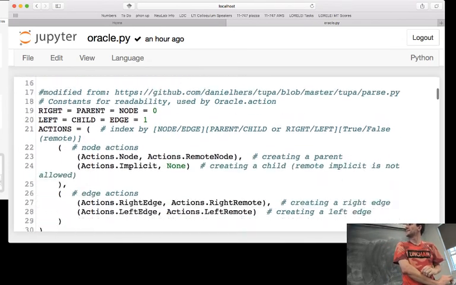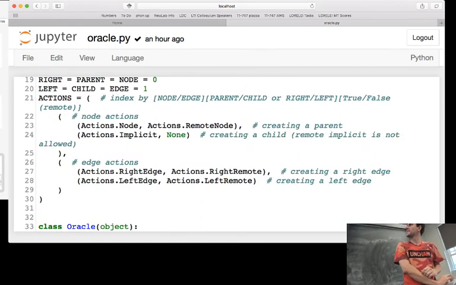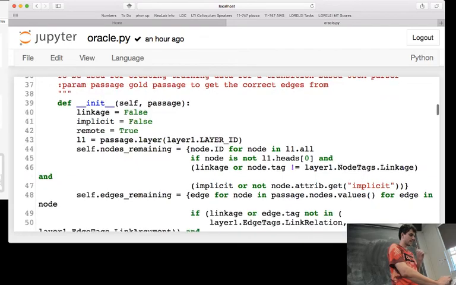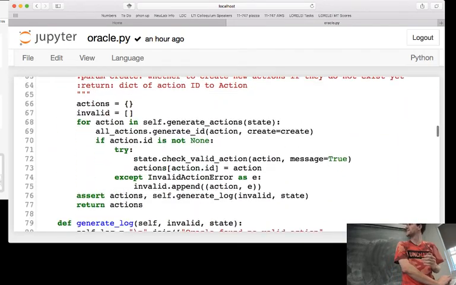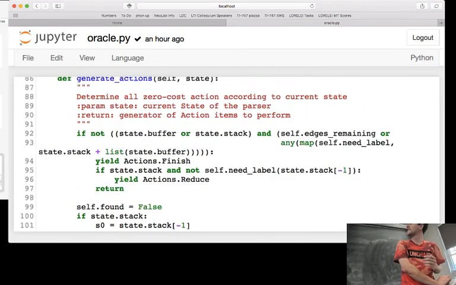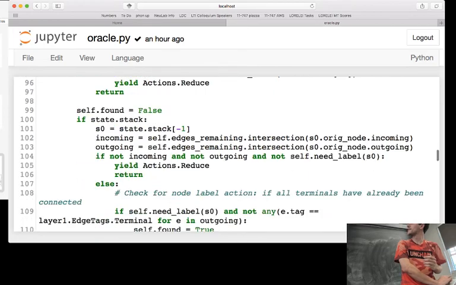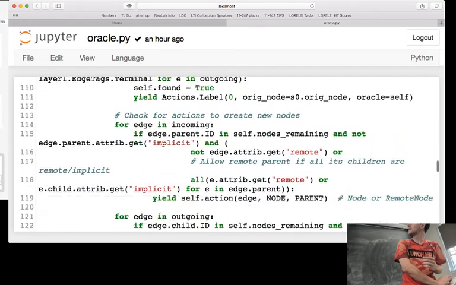So essentially what you're doing is when you start, you define your set of actions. You have your node, remote node, implicit, then right edge, right remote, left edge, left remote. And this is what Graham was just talking about with your set of actions. Then the real part where things get done in the oracle is here in generate actions.